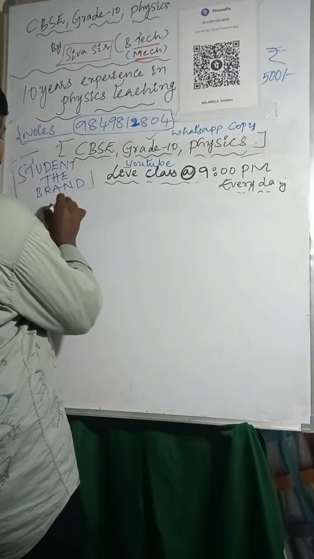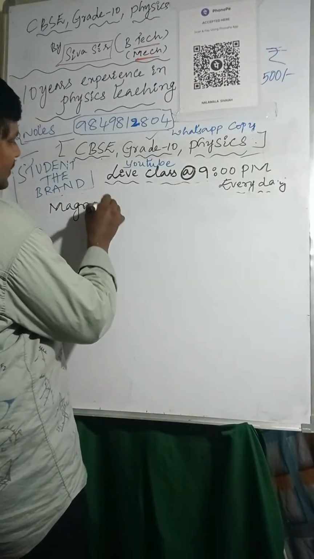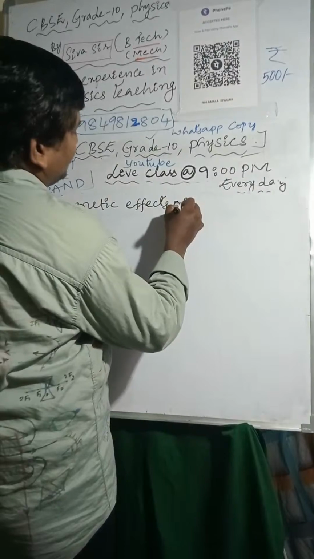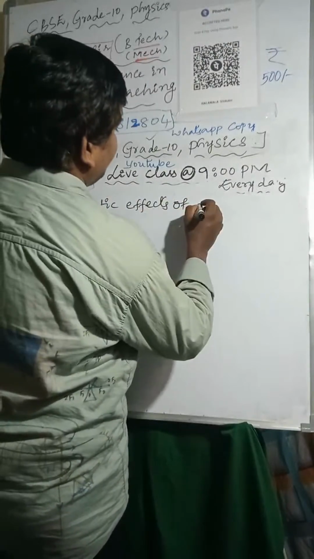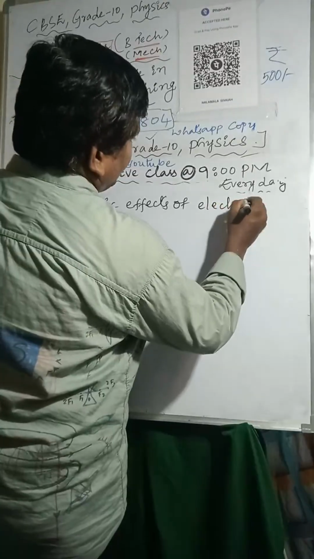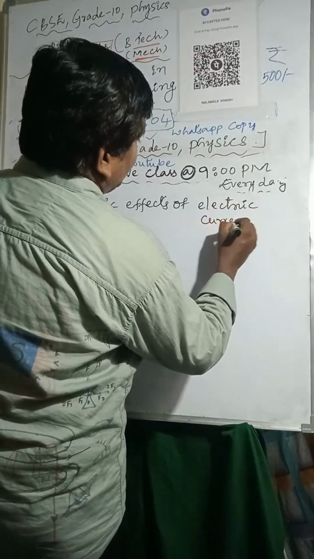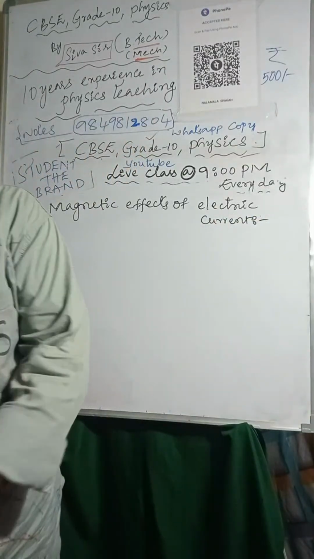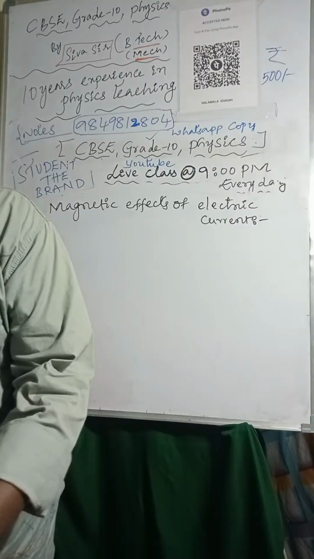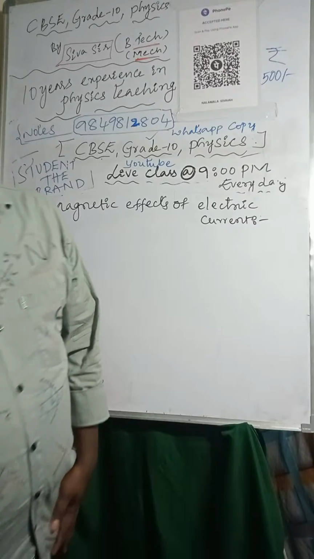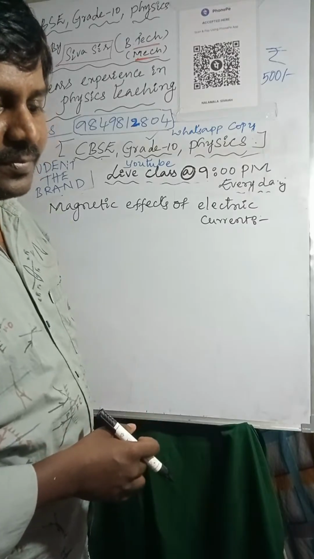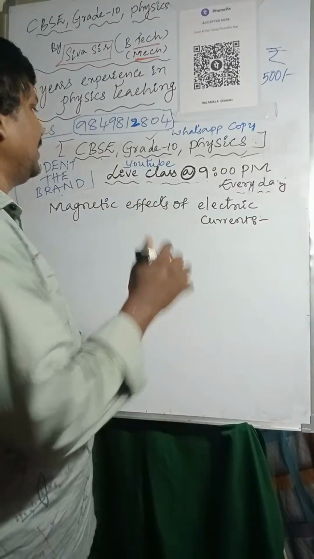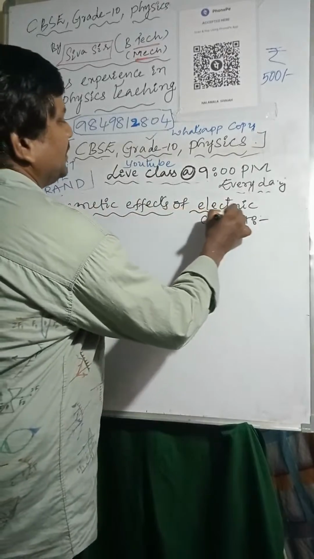Magnetic effects of electric current. This chapter is a very, very important chapter. A 5 marks question is expected from the chapter, like a current carrying conductor placed in the magnetic field.